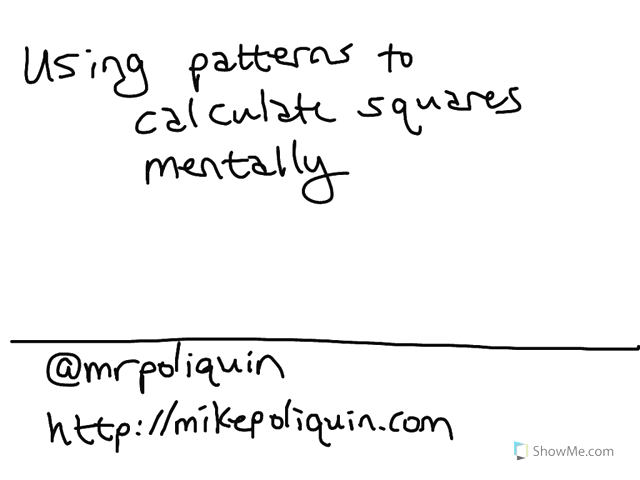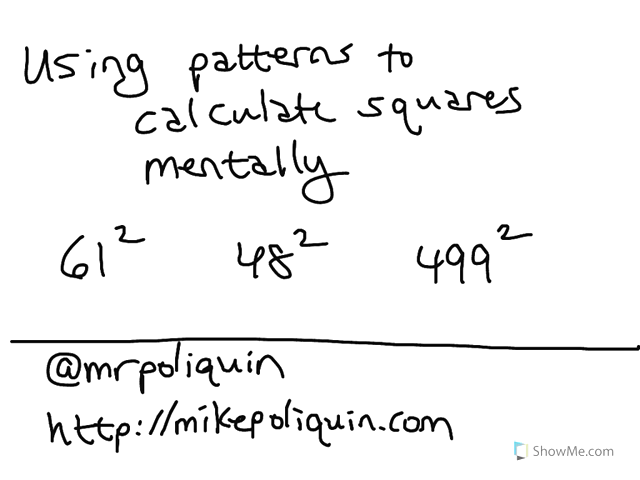This ShowMe is a response to a question from one of my students. She's concerned about three particular exercises where the textbook is instructing the students to use mental math to find the value of squares. The three squares in question are 61 squared, 48 squared, and 499 squared. The book expects the students to use a pattern in the section, so I'm going to demonstrate how to do that in this ShowMe.